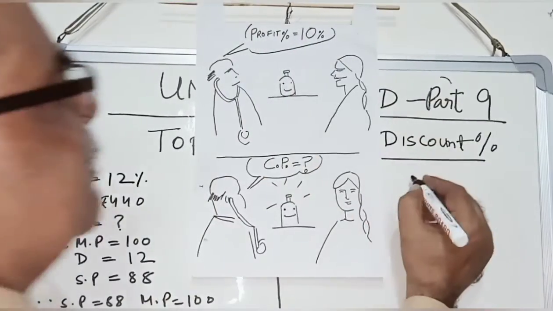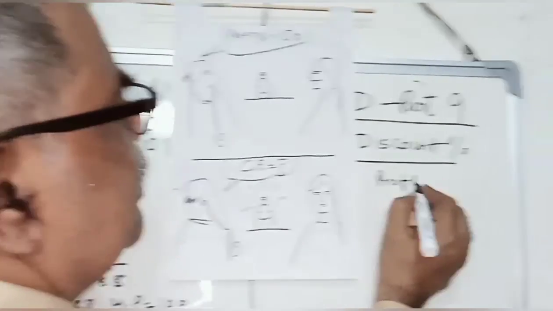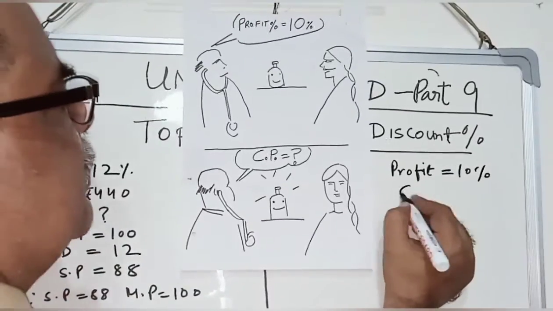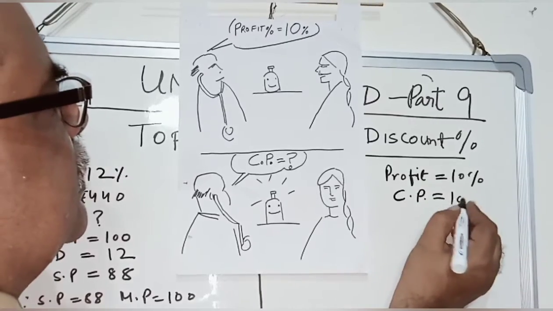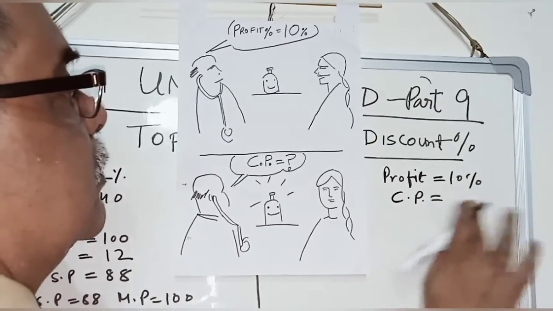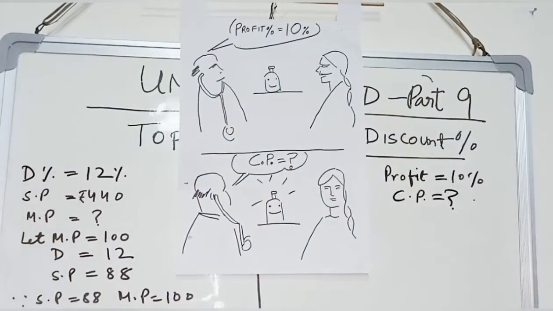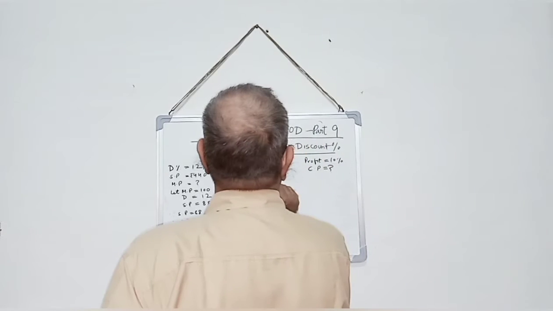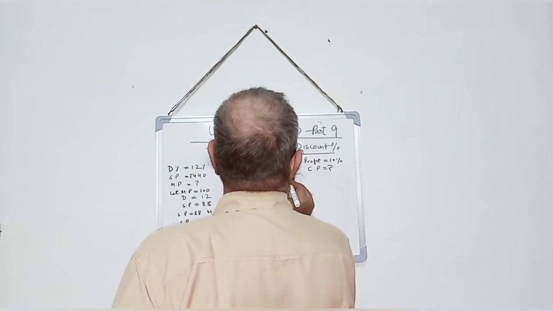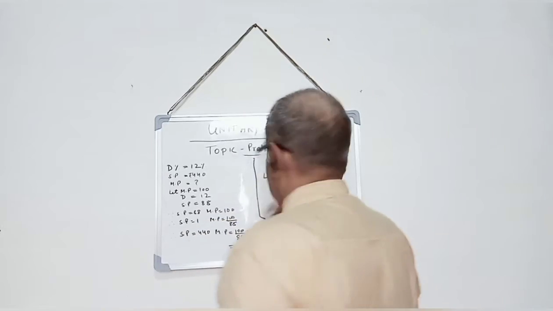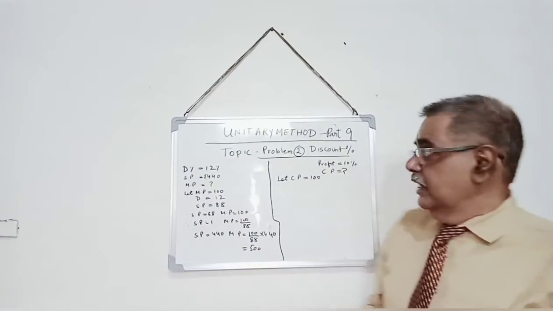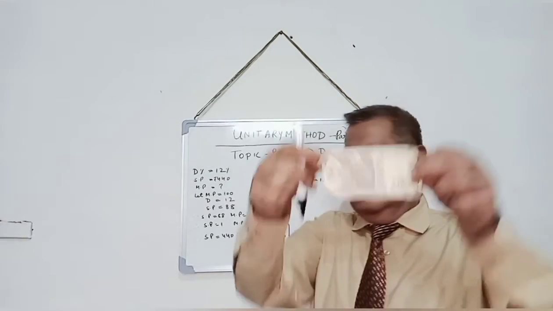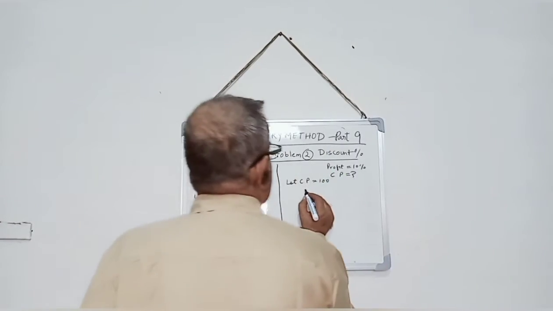See, profit percent is given here in the second part of the question, 10%, and we are required to find the CP. Let CP be 100. Then obviously if CP is 100 and profit percent is 10, then profit will be 10 rupees.